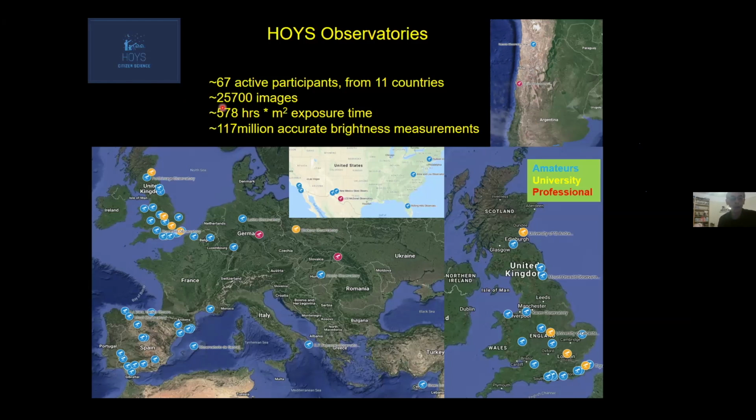In total, we have now gathered about 25,000 images. Because we know the size of all the telescopes and exposure time, this works out to a total exposure time of almost 600 hours times a square meter. So this is basically something like 700 or 800 hours on a 1 meter telescope, pure exposure time. And in total, we've measured now more than 100 million brightnesses of stars in all these pictures, which are now a database which we can analyze.